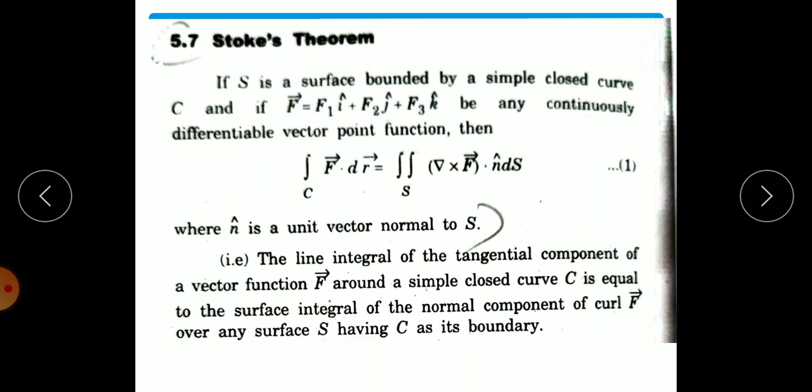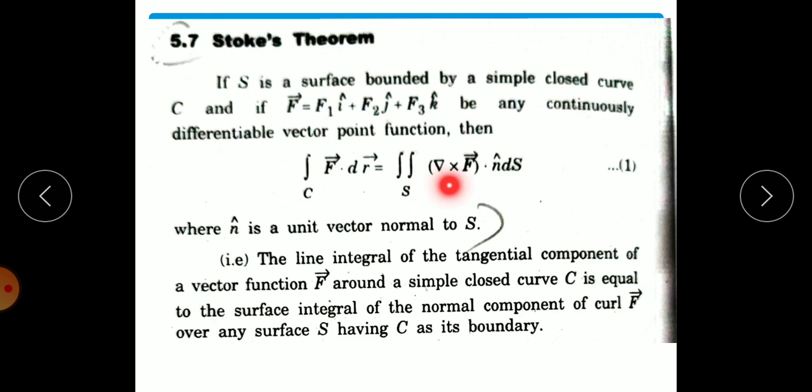Stokes Theorem: if S is a surface bounded by a simple closed curve C, and F vector equals F1 i cap plus F2 j cap plus F3 k cap, any continuously differentiable vector point function, then the integral over C of F vector dot dr vector equals the double integral over S of del cross F vector dot n cap dS.